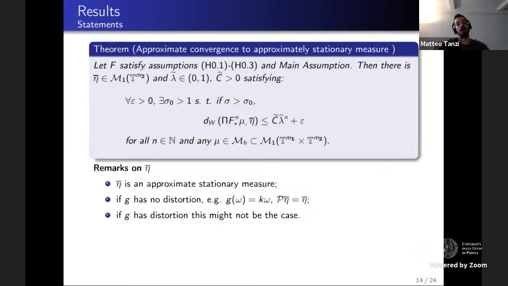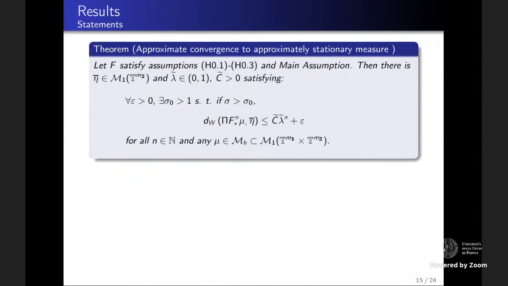It has to do with another operator, which, if I have time, I will talk about later when I go through the sketch of the proofs. But in general, this will be different. So eta bar and the fixed point of P can be different. And eta bar is in general not invariant under the push forward and the marginal. This is why it's just an approximate stationary measure. Yeah, thank you.